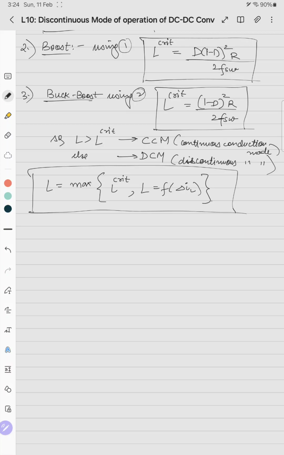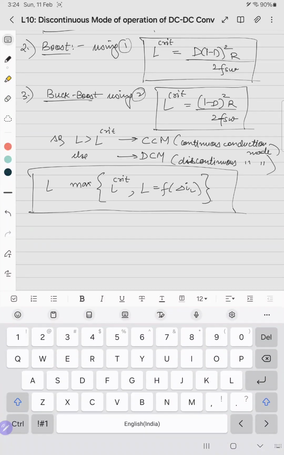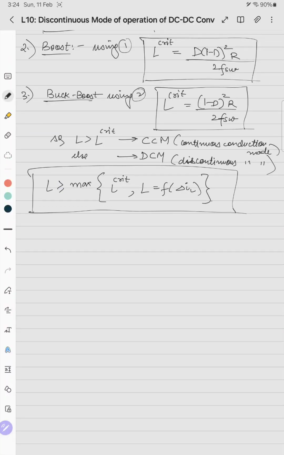So you have to select the maximum of it, and use L greater than or equal to the maximum of this comma this. Because if, let's say, the critical inductance is less than this L as a function of delta I_L, even if you take the maximum, L will be greater than L critical, which will be continuous, and so the conduction mode will be continuous. And if you select the L corresponding to this function of delta I_L, then you will get delta I_L as expected.